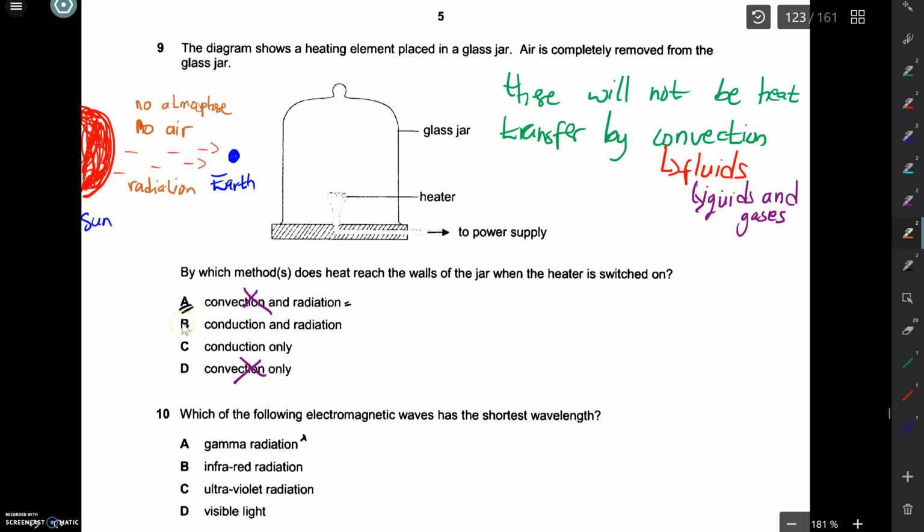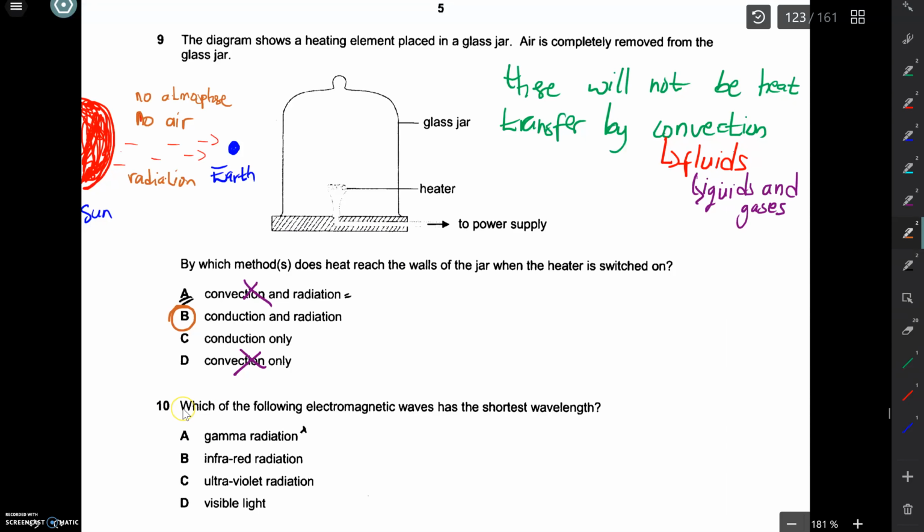So our answer will be B, conduction and radiation. Conduction because this heat element is in contact with this base here. So heat will be conducted through the base to the glass jar, right?